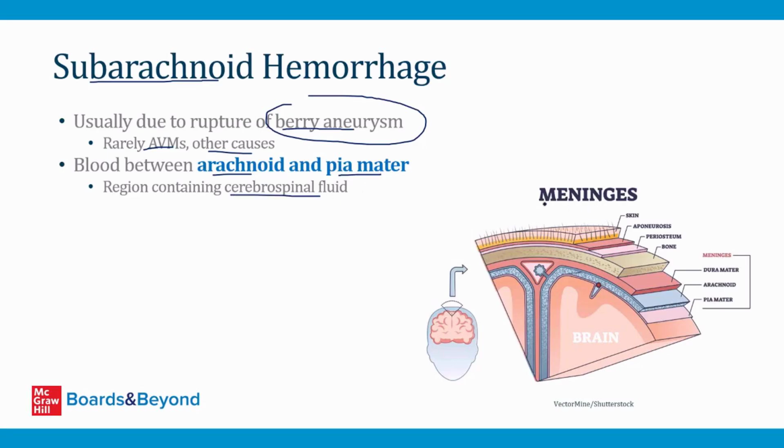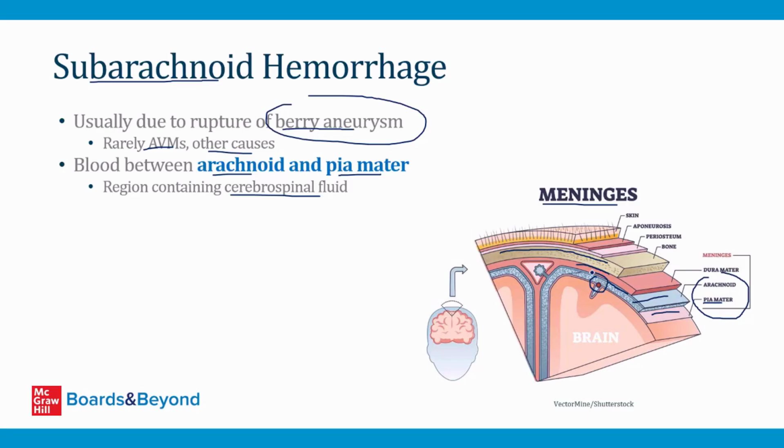So to understand this, let's look at this cartoon showing the meninges. So this is the skull right here. This is the bone. And beneath the bone, the first layer of the meninges that you find is the dura mater. Below the dura mater, you find this blue layer called the arachnoid mater. And then below the arachnoid mater, you find this purple layer called the pia mater. Between the arachnoid and pia mater, you find these large blood vessels of the circle of Willis.